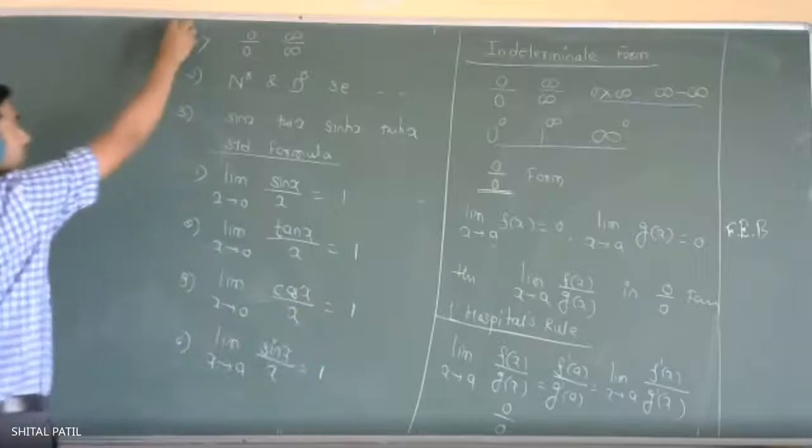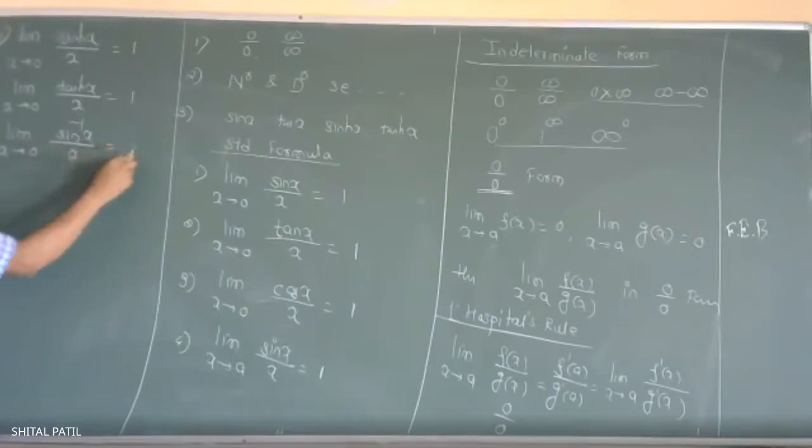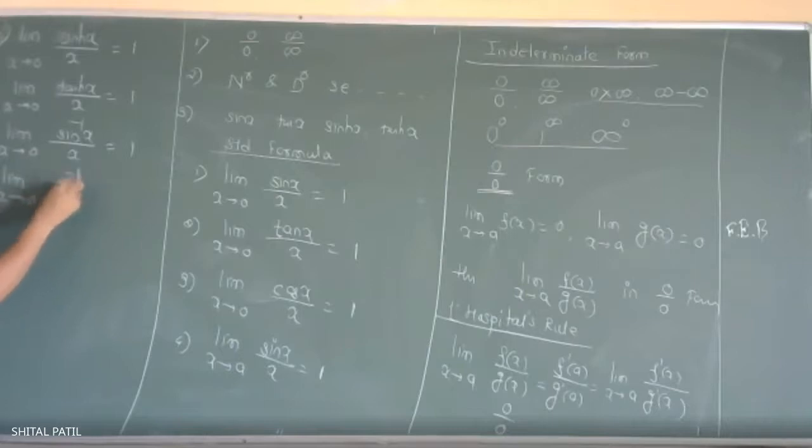Next, fifth formula: limit x tends to 0, sin hyperbolic of x divided by x equals 1. Sixth, limit x tends to 0, tan hyperbolic of x divided by x equals 1. Seventh, the formulas are valid for inverses. That is, limit x tends to 0, sin inverse x divided by x equals 1. Same for tan hyperbolic also. Limit x tends to 0, tan inverse x divided by x equals 1.